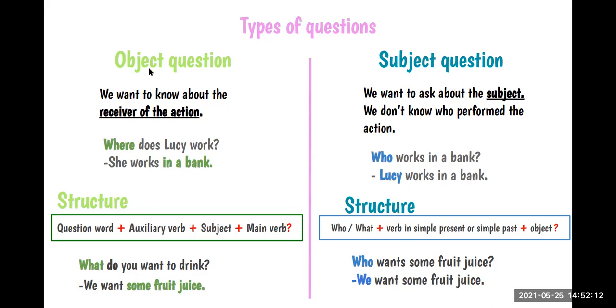So remember that when we ask object questions, we want to know the receiver of the action. For example, in this situation, in a bank. And when we ask subject questions, we want to know the person who performed the action. And the other difference is the structure. So these are the two kinds of questions that we are going to use today in the lesson. But also, we have other kinds of questions. Let me check.